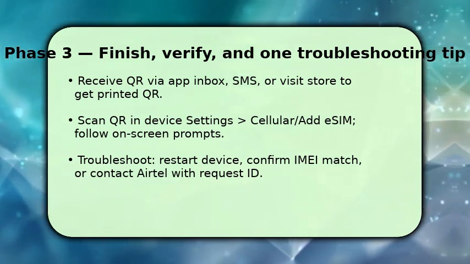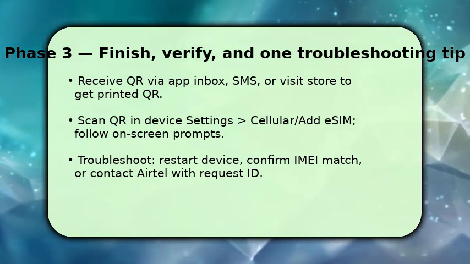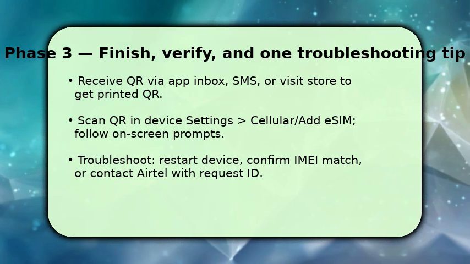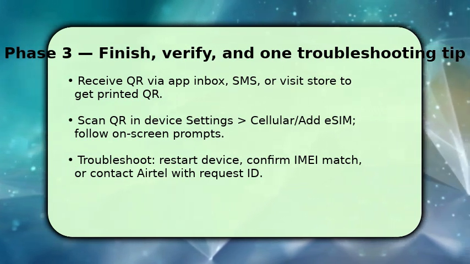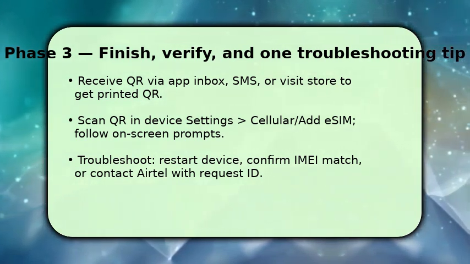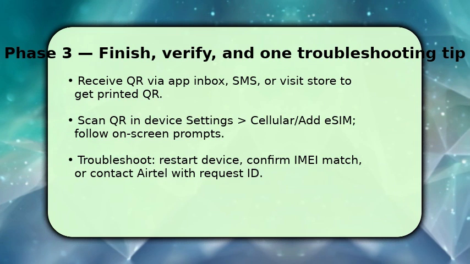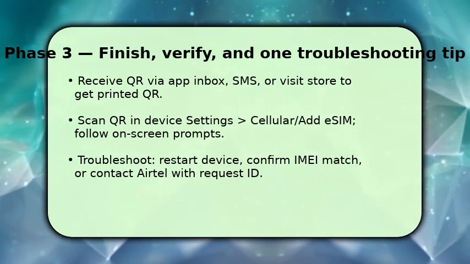You then open your phone settings, choose cellular or mobile data, select Add eSIM and scan the QR. Follow on-screen prompts to label and enable the plan. If activation fails, restart the device, verify the IMEI matches the submitted number, and ensure network access. If still stuck, call Airtel support and give them your request ID.